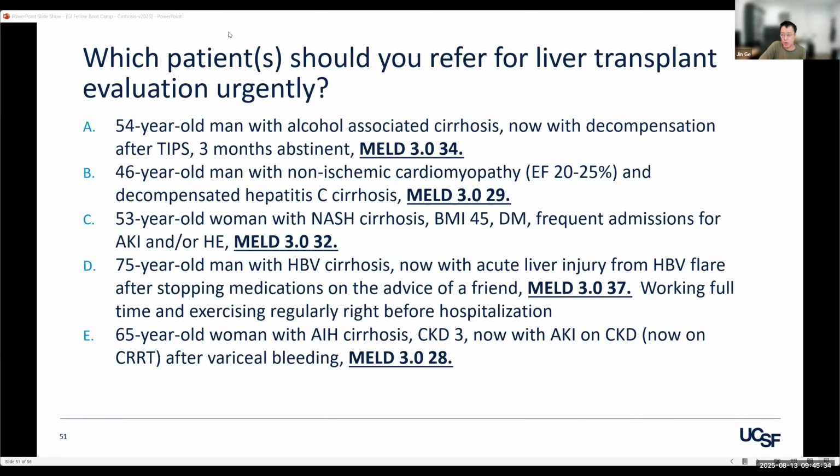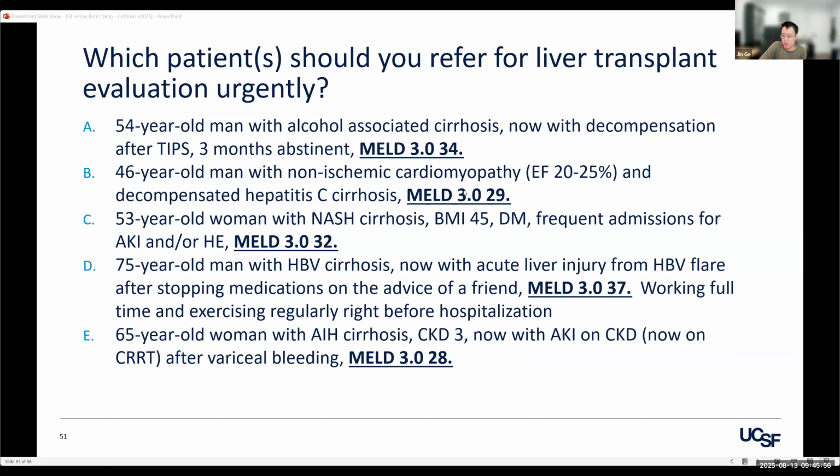So here's the final question. This is a question that you'll probably get on your consults: when should you call LTU? Which patients should you refer for liver transplant evaluation urgently? You have a 54-year-old man in our case scenario who is now 3 months abstinent and now with decompensation after TIPS. Your MELD 3.0 is 34.